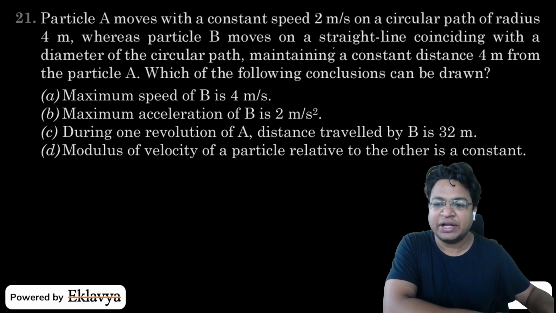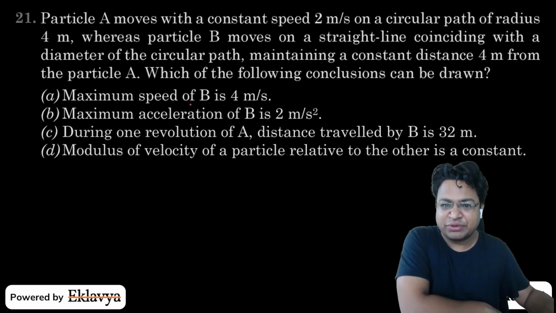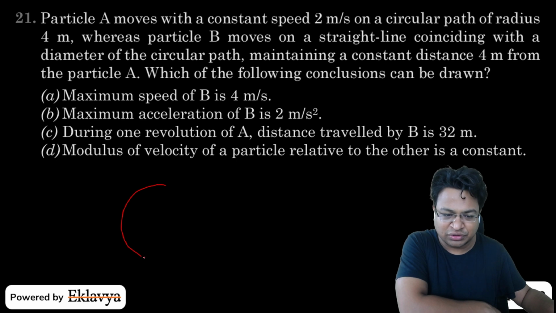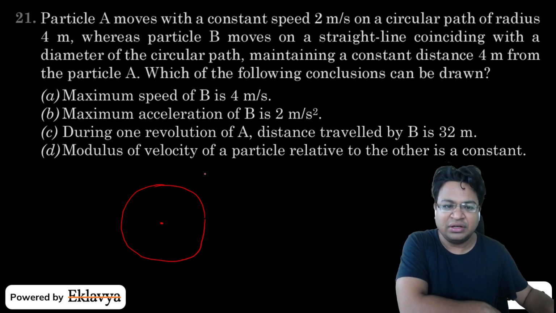Particle B moves on a straight line coinciding with the diameter of the circle but maintaining a constant distance 4 meter from particle A. So guys, when you think about the situation given, at first it might appear as if it's an impossible situation. Yeah, but that would be your first thought only. If you give a careful consideration to it, it would turn out that the particle A is moving on a circle. And how is the particle B moving?